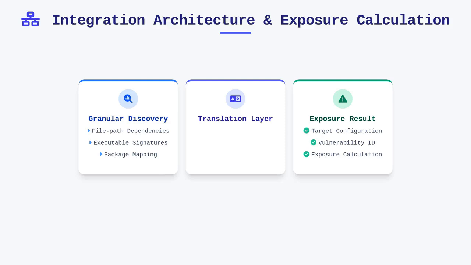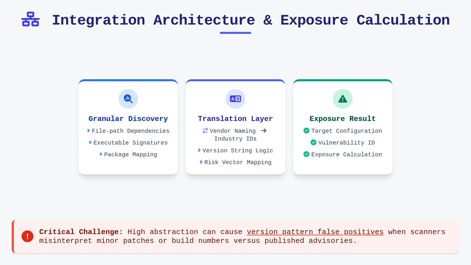When you configure the automated exposure calculation engine, you define the logic by which these version strings are interpreted against known risk vectors. It is helpful to view this as a translation layer where proprietary software vendor naming conventions are mapped to industry-standard vulnerability identifiers. However, this level of abstraction often leads to version pattern false positives if the software discovery scanner interprets a minor patch or build number differently than the published vulnerability advisory.